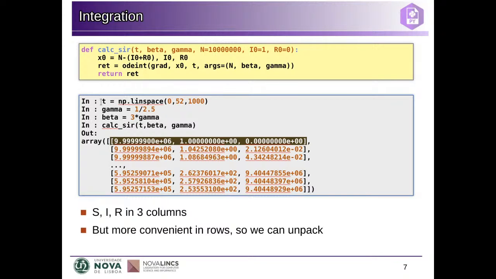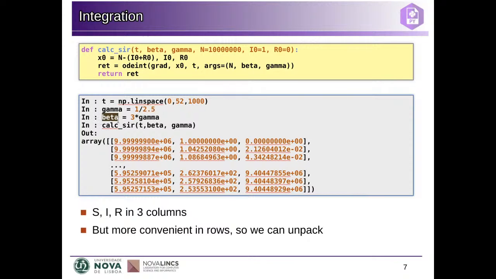So we're going to create here, let's say that we are using time units in weeks. We're going to create 1000 points spread out between week 0 and week 52. We're going to use a gamma value of 1 over 2.5 because this is an estimate of 2.5 weeks for full recovery on average. So gamma is 1 over the time it takes to recover.